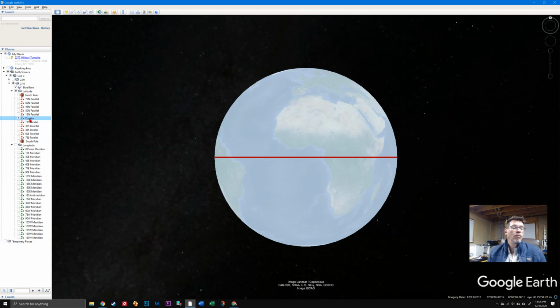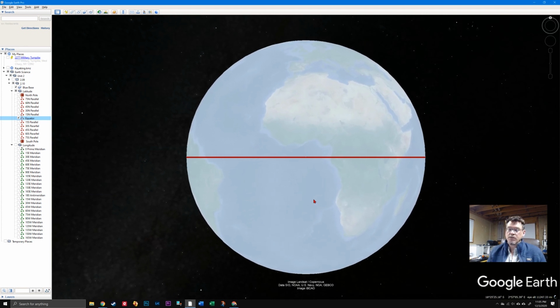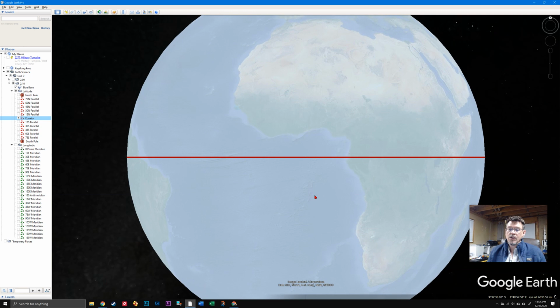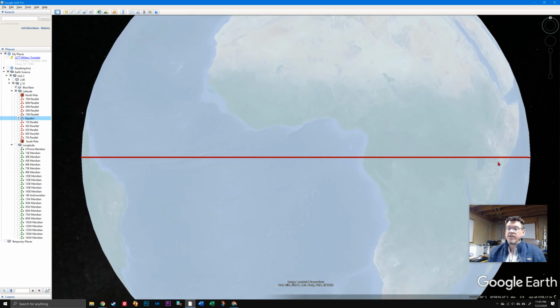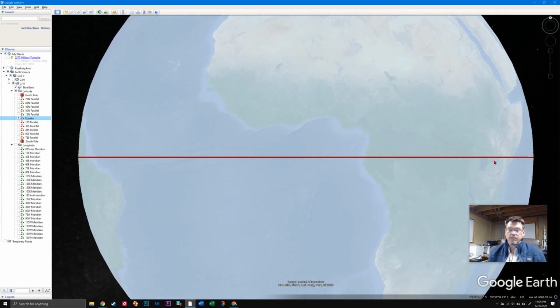Now, this is going to be the place where we measure from all the time. It's going to be our reference point. One of the things that you have to do in nearly every problem is think about where is the equator.